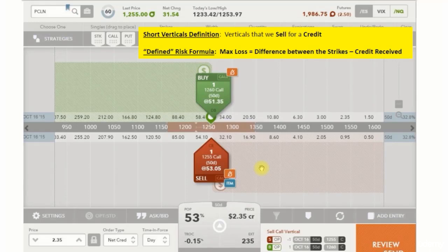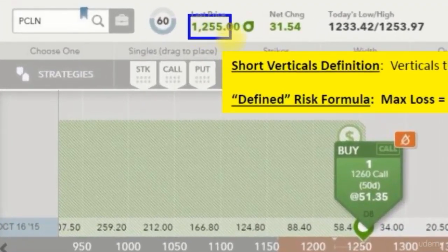Okay, so let's look at a trade page and go through this really in depth because it's obviously going to be the same for all the different kinds of verticals we do. They're going to be very similar. So let's start by looking at this. In this case, our stock price is $12.55. So this is the stock we're using.